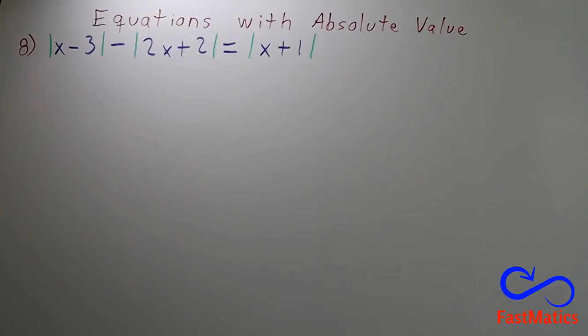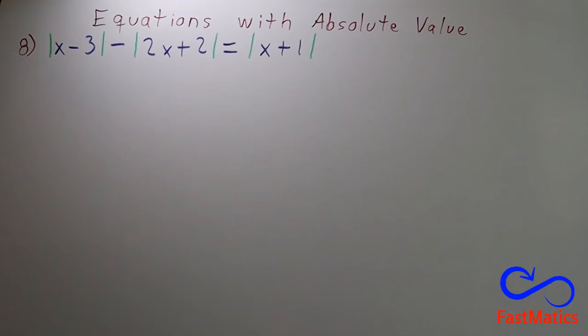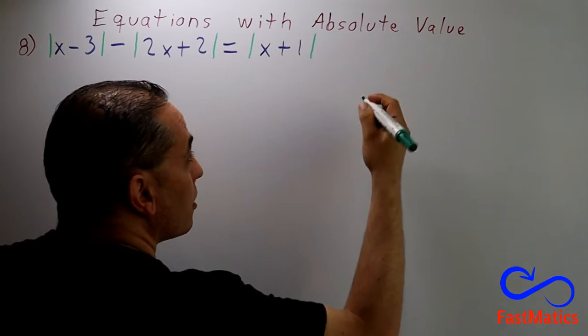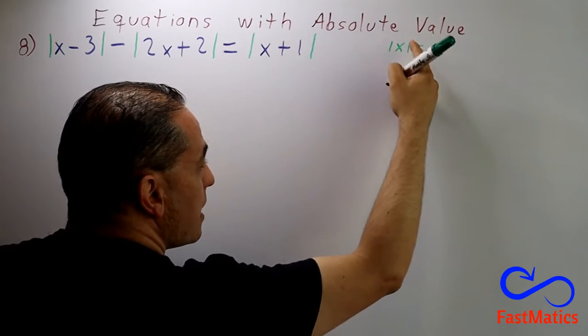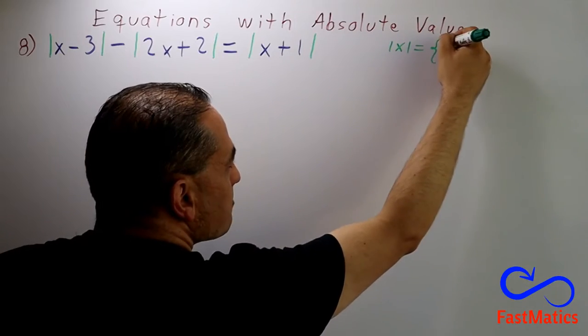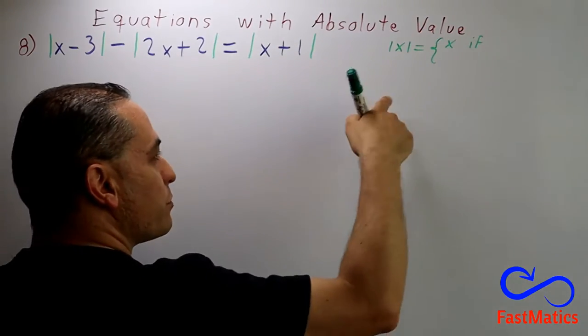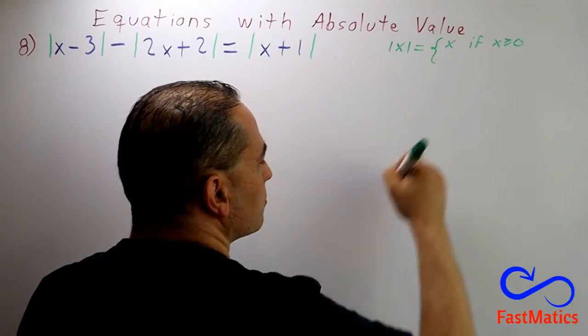Follow me please. First of all, here we see that we have an equation with 3 absolute values. So we are going to remember the definition of an absolute value. The absolute value of something will be equal to the same value if the expression that is inside the absolute value is greater than or equal to 0.